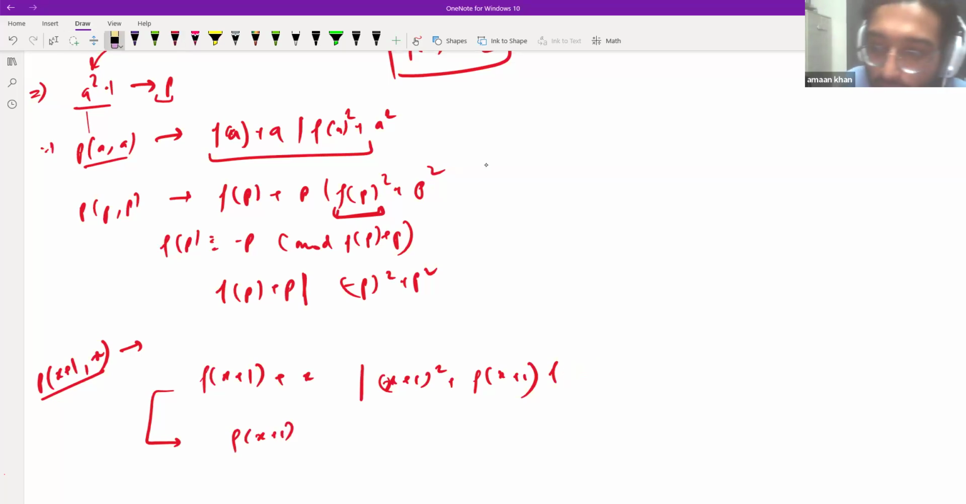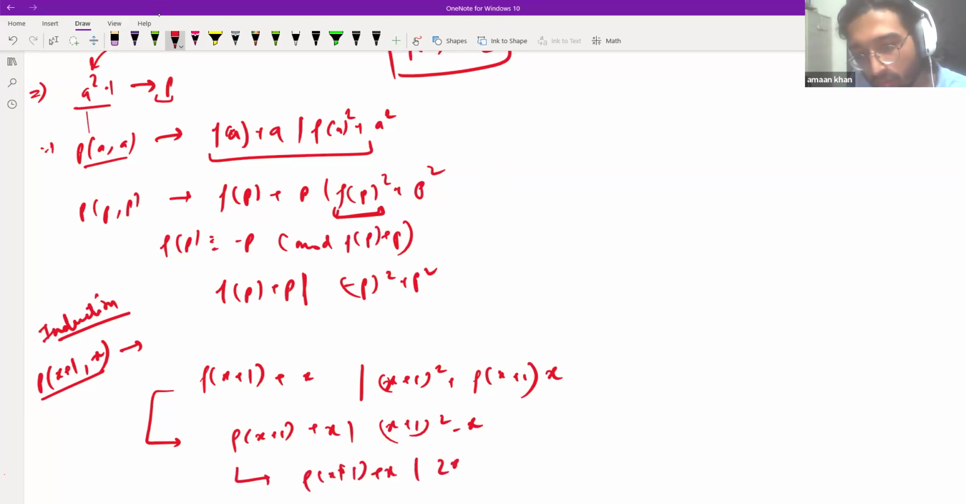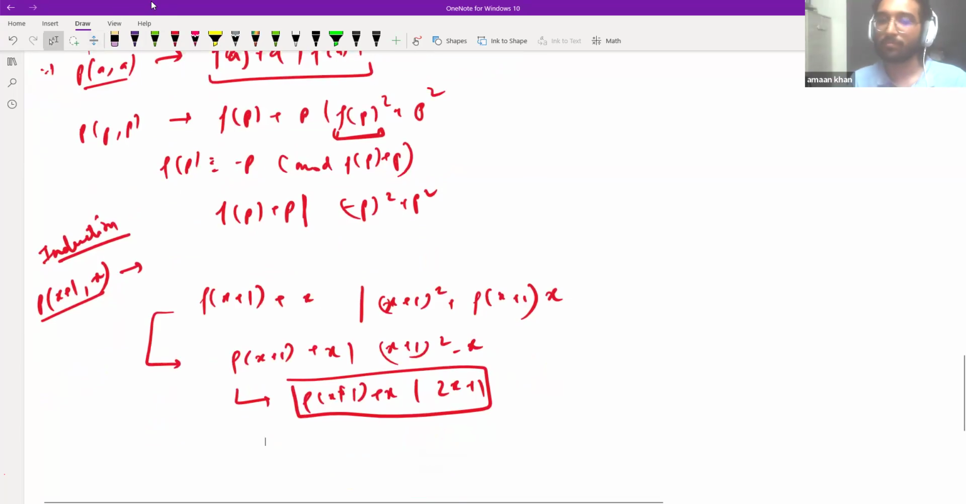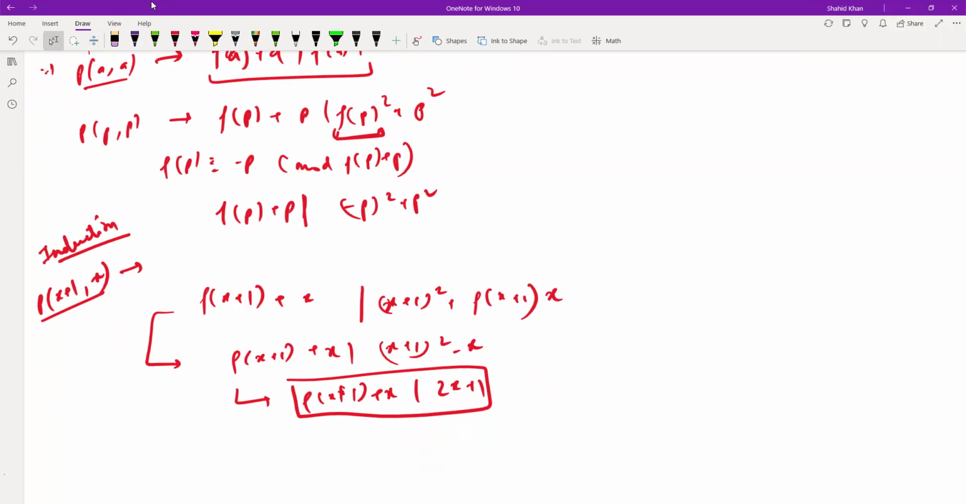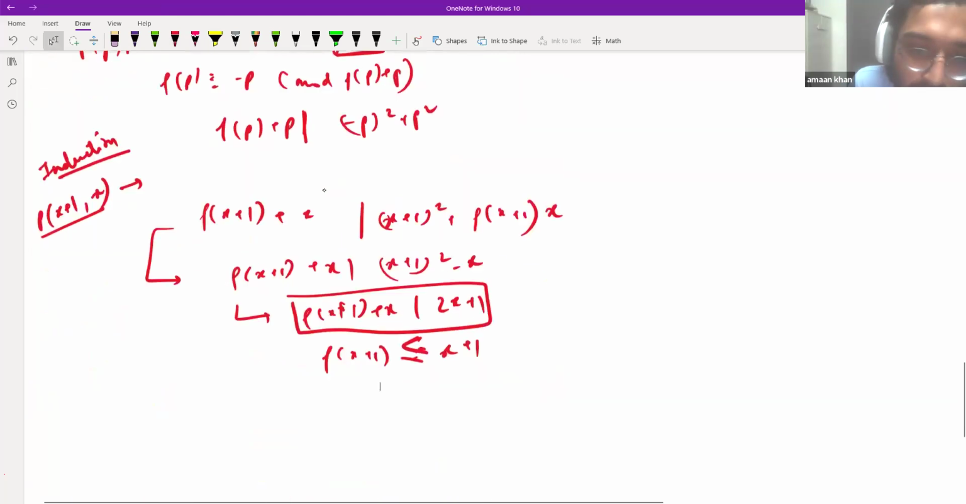Okay, you are assuming f of x is x, so I'll just write it here. Induction. X plus 1 squared minus x. Okay, yeah. And after this, then I think we are done by bounds. You get f of x plus 1. Okay, yeah, right. And you had this is greater than or equal to x plus 1. Yeah, this was nice.